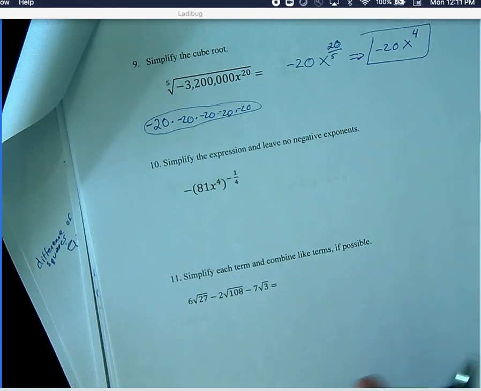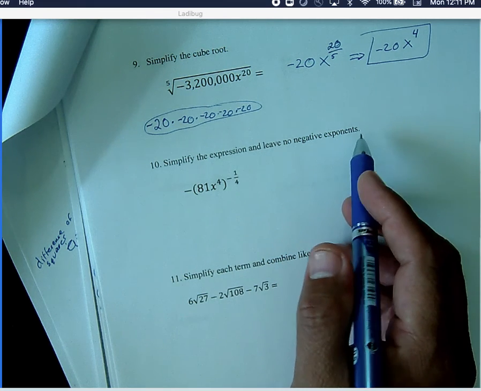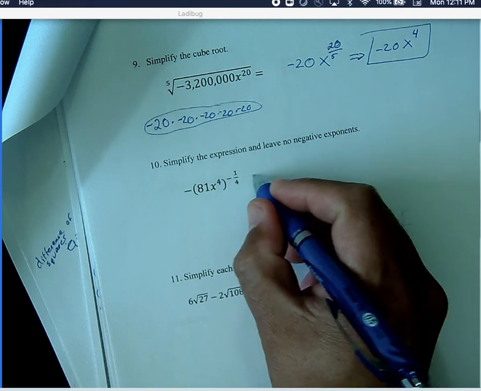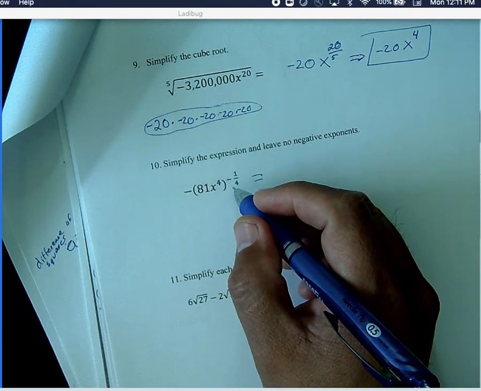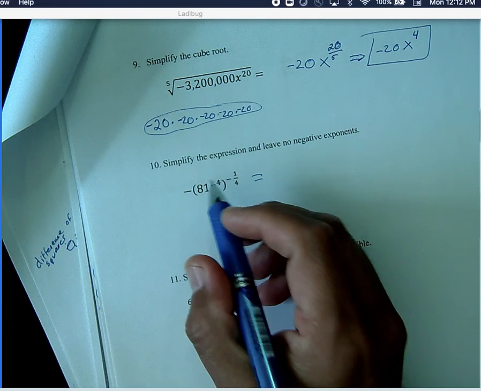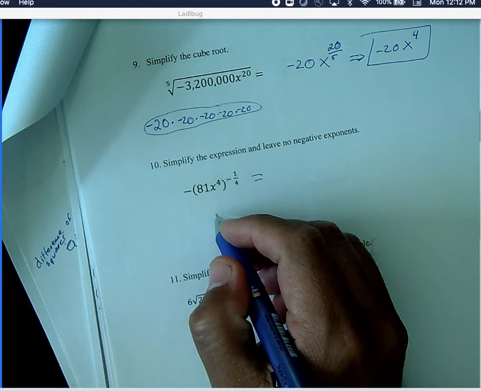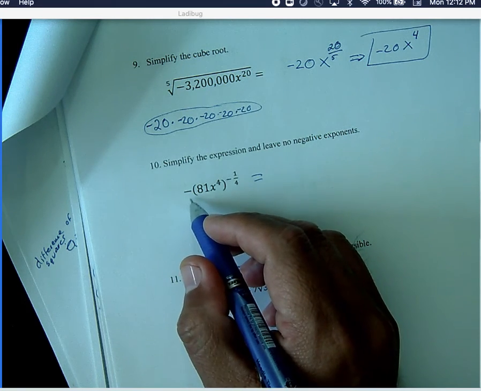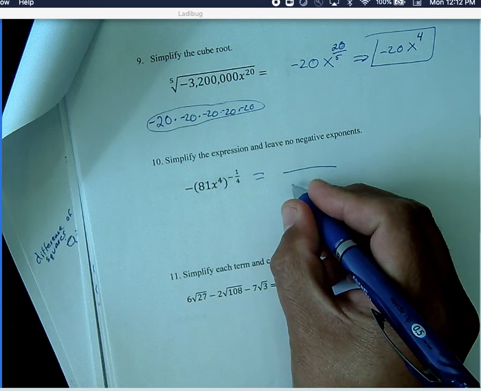Okay, number 10. Simplify the expression and leave no negative exponents. So this is a negative 1/4. This is an exponent. It kind of doesn't look like an exponent, but it is. So before we can do anything, I'm going to bring this whole thing to the bottom. And you can bring the negative if you want, or you can leave it on the top.